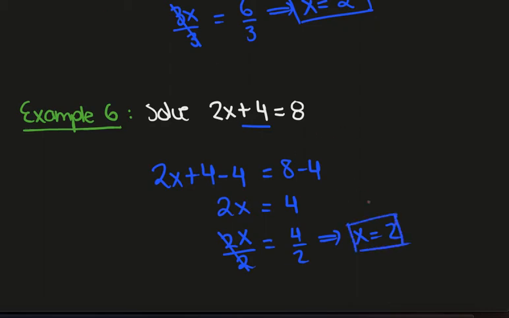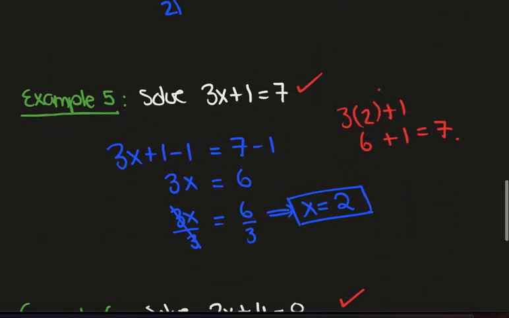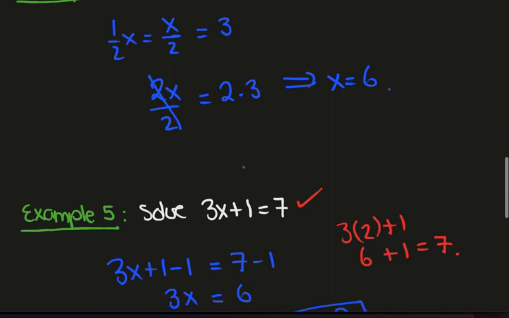Before finishing off, let's just put this value in to check. So I get 2 times 2 plus 4. 2 times 2 is 4, so 4 plus 4 is 8. And that's correct. Okay, just to recap, remember that we always get rid of the addition or subtraction terms first. We get rid of a term by doing the opposite. The opposite of plus is subtraction. The opposite of subtraction is addition. The opposite of multiplication is division, and the opposite of division is multiplication.